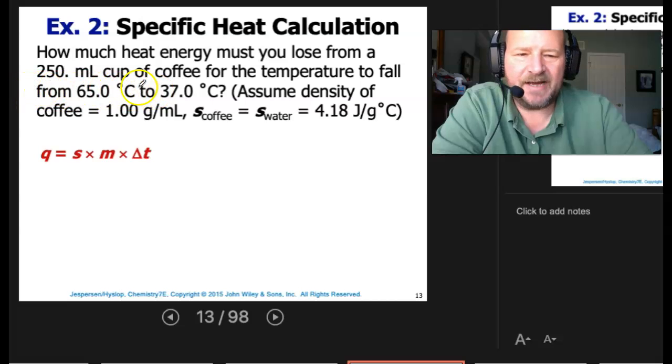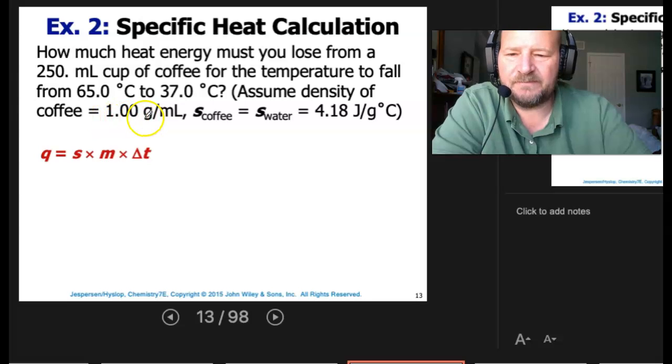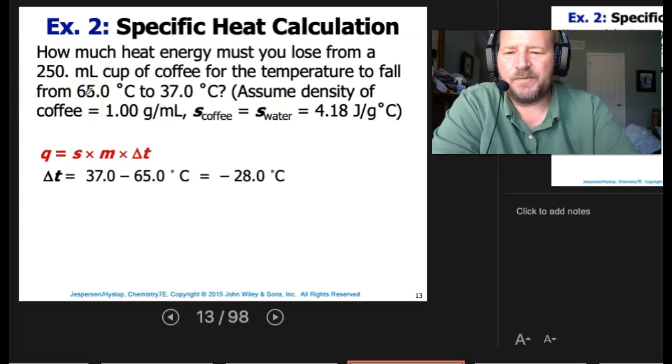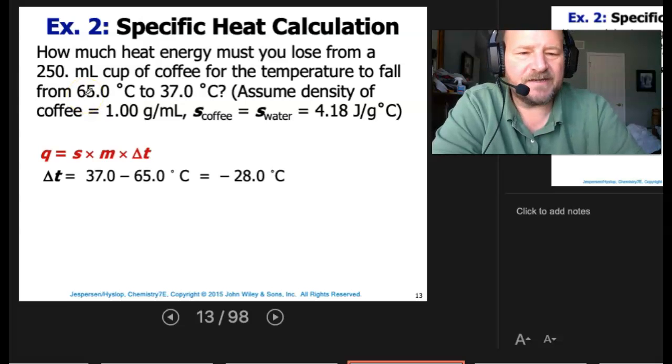Well, that's going to give us our mass, right? Because we have 250 milliliters, and we're told down here that we're going to assume the density is 1 gram per milliliter, times delta T. And here we're going to go from 65 to 37. So it's going to be 37 minus 65, right? So delta T will be 37 minus the 65. That's going to give us negative 28.